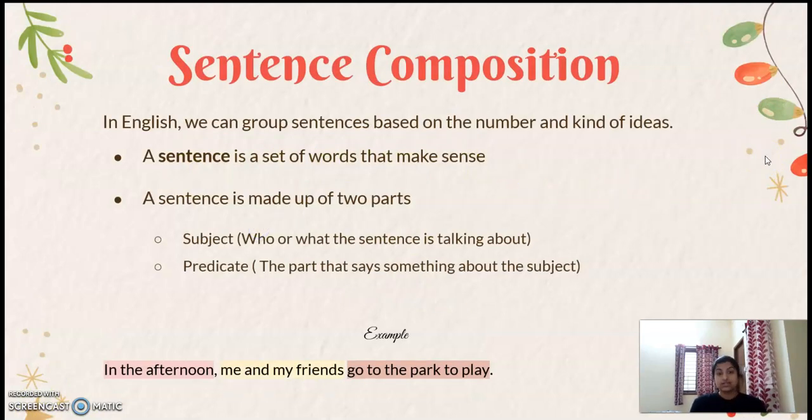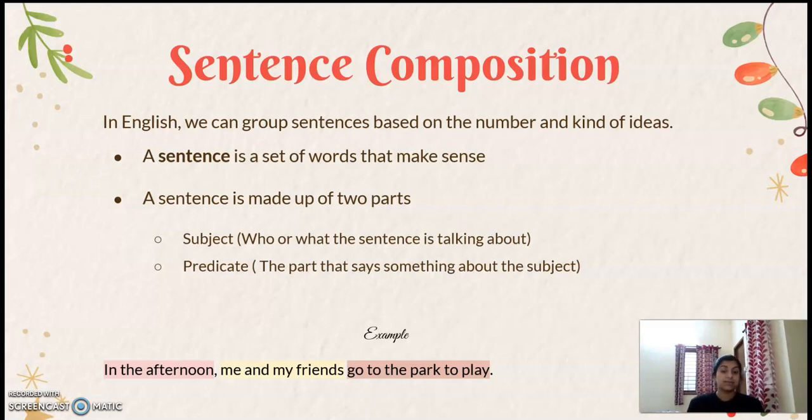So, sentence composition. In English, we can group sentences together based on the number of ideas they have and the kinds of ideas. So, as you know, a sentence is a set of words that make sense. A sentence is made up of two parts, a subject and a predicate. A subject is who or what the sentence is talking about, also known as the noun. So a subject can be a name, a place, an animal, or a thing.